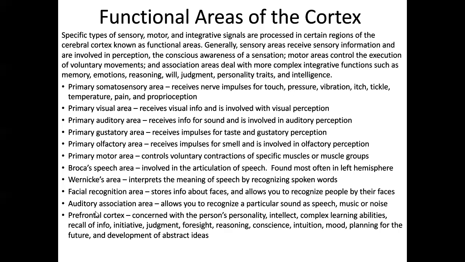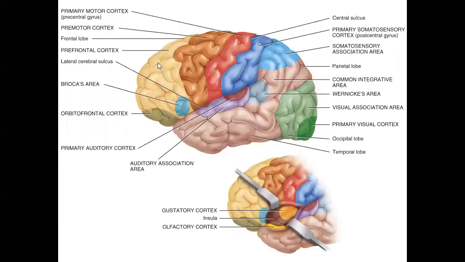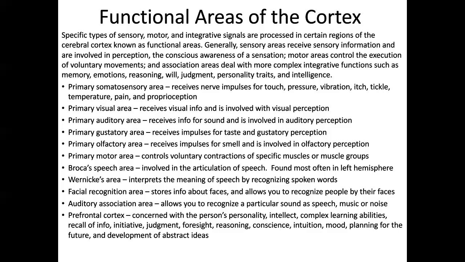The prefrontal cortex, this is a huge area in your frontal lobe. It's this whole yellow shaded area. This is what's unique about every one of us. It gives us our personality, our intellect, our complex learning abilities, the ability to recall information, have initiative, judgment, your foresight, your reasoning, your conscience, intuition, your mood, your planning for the future, development of abstract ideas. We have a very pronounced prefrontal cortex.